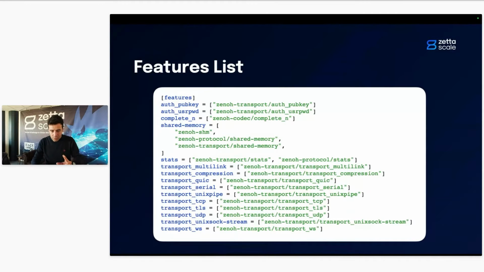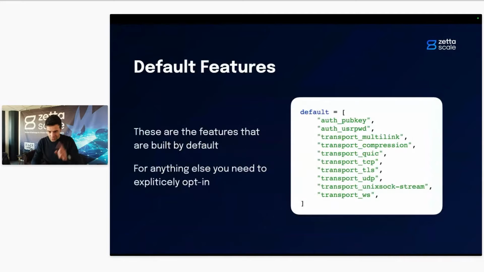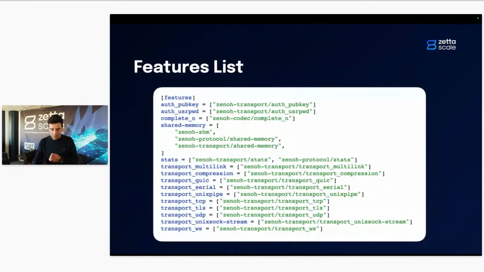And by default, when you build as shown above, this is what you get. So by default, you get a build of Zenoh that supports public key authentication, that supports user and password authentication, multi-link, compression, QUIC, TCP, TLS, UDP, Unix socket, and WebSocket. Okay, so for instance, if I go back for a moment, it doesn't support Unix pipe.